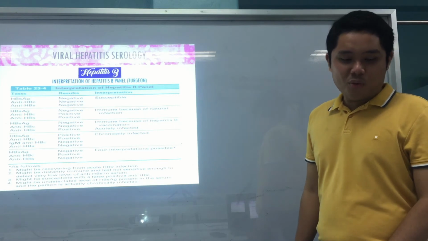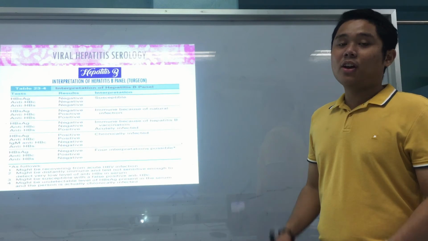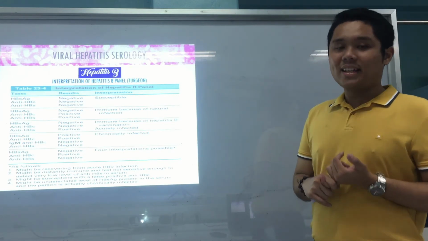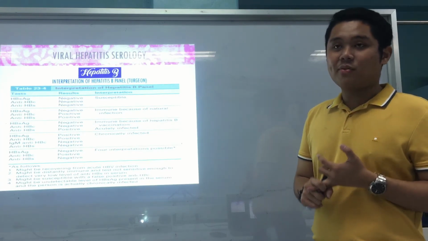Alright, okay, so that's for the markers. So I hope na gets na. Okay, very important lang yun. The earliest marker to be released, earliest marker ha, okay, it's HBsAg and indicates active infection. Your HBe antigen indicates high degree of infectivity.